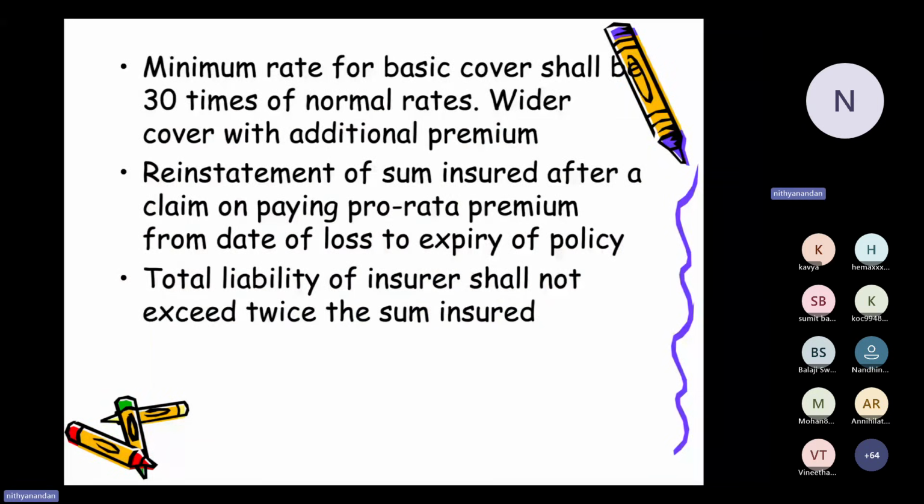Minimum rate of basic cover will be 30 times the normal rates. The rate is higher. The rate is normal cover into 30 times. Wider cover with additional premium. Reinstatement of premium, because it is a single carrying limit. So if some claim happens, the sum insured should be reinstated, just like money in transit policy. Total liability of the insurer shall not exceed twice the sum insured. How many times can you reinstate the sum insured? But in a single policy year, the liability of the insurer should not exceed twice the sum insured.